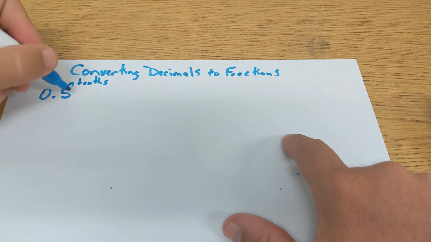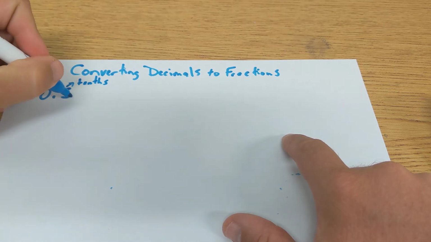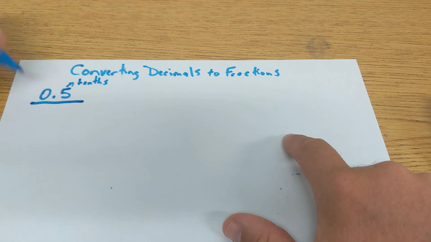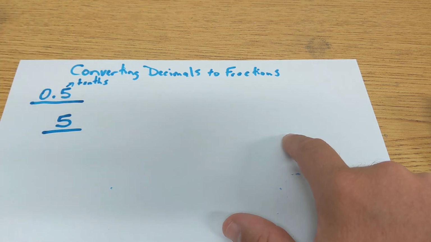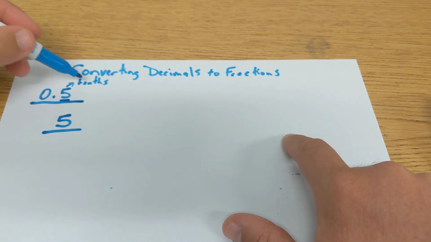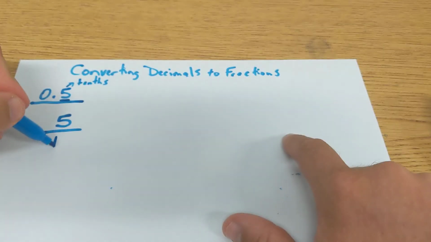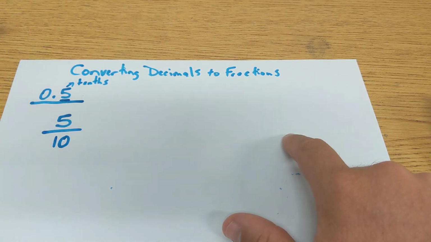So when we find that out, we're just going to take the number or numbers, all of them, in our decimal. In this case, it's just a 5. We're going to put that as our numerator. And our denominator is going to be, well, my 5 is in the tenths place. That's my last digit. So the tenths place, well, that's 10.